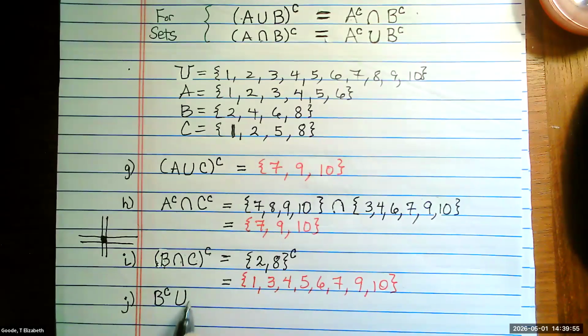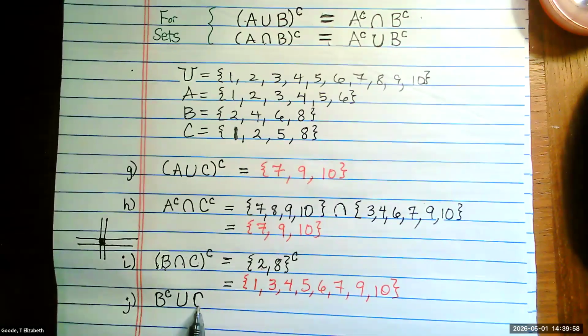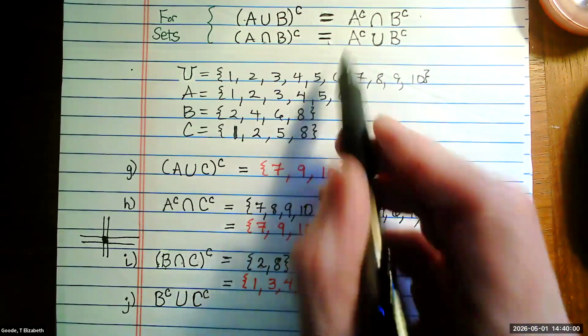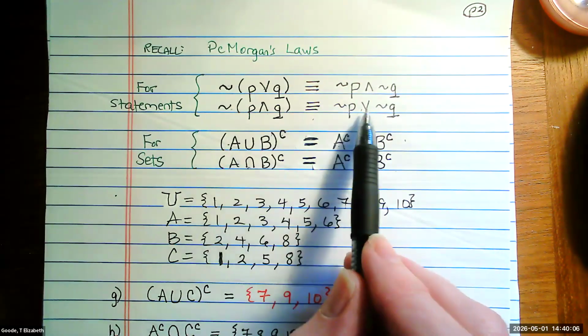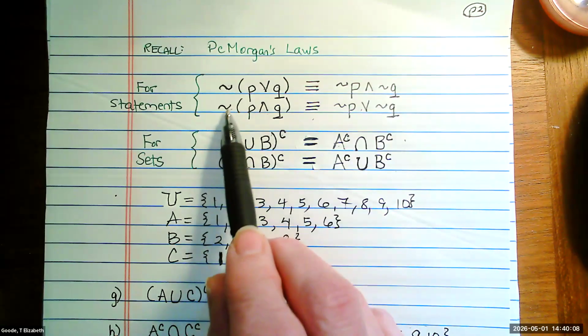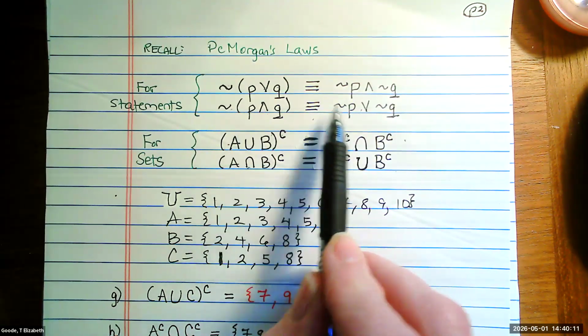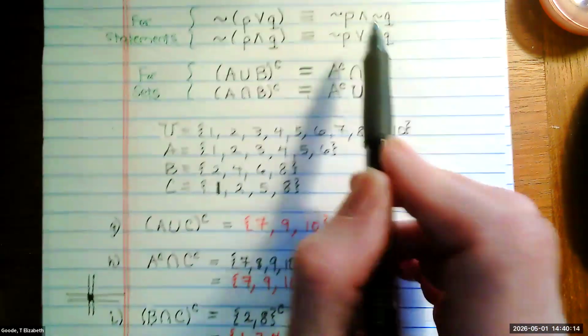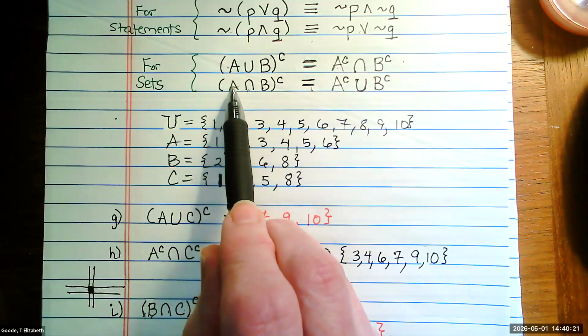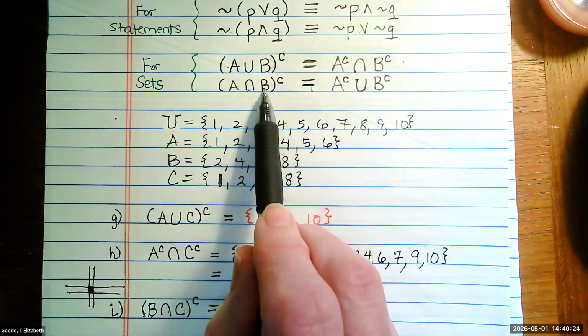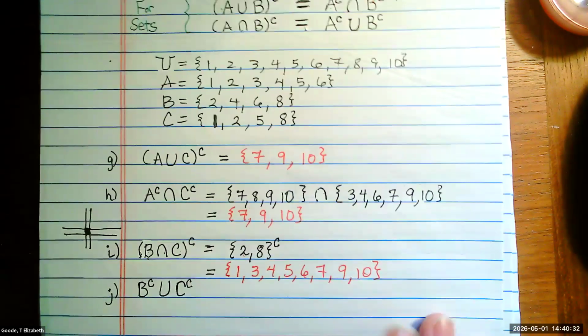But you have to also take the complement of the component sets. See how in De Morgan's law, when we distribute the not across the and, it does flip the and to an or, but it also flips P to not P and flips Q to not Q. So when we distribute the complement across the intersection, it changes the intersection to the union, but it flips A to A complement and it flips B to B complement. You see? So let's find B complement union C complement.